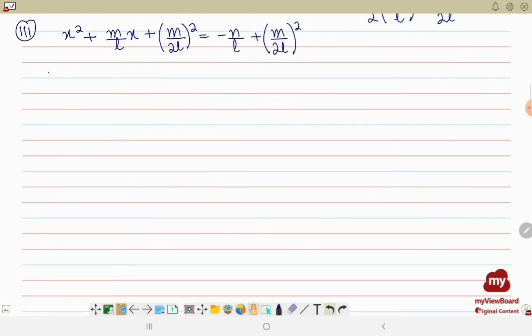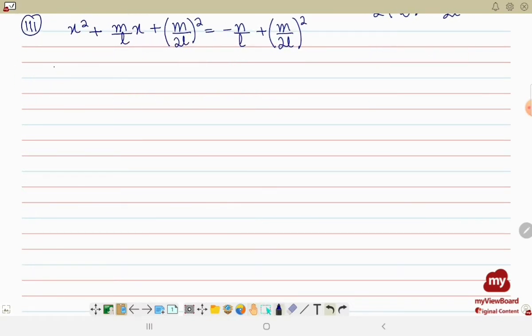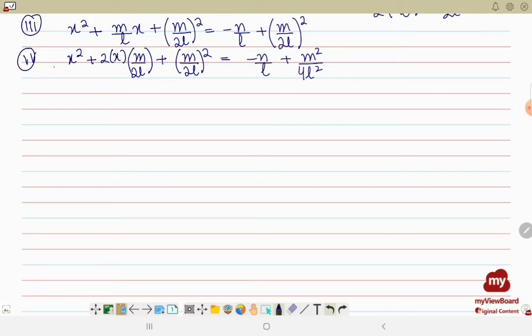Let's solve further. On the left hand side of the equation, you see the square is being completed. And let's see how we are going to complete it: x square, 2 times of x, m by 2l, and then m over 2l whole square. And on the right hand side, let's open up the square. It will become m square over 4l square, right? So our square is being completed here.